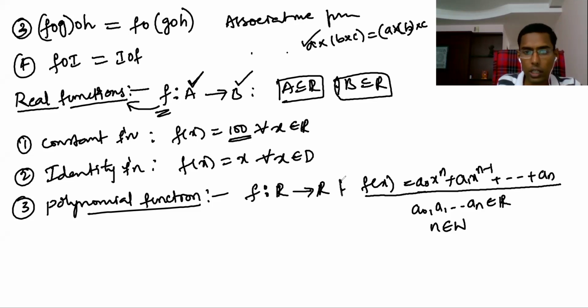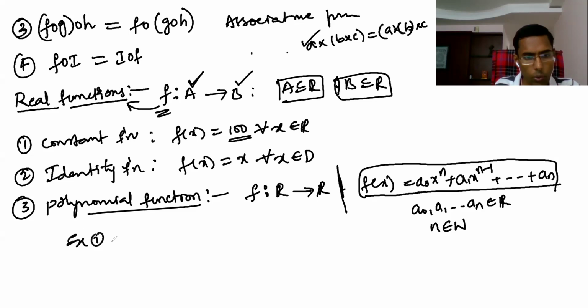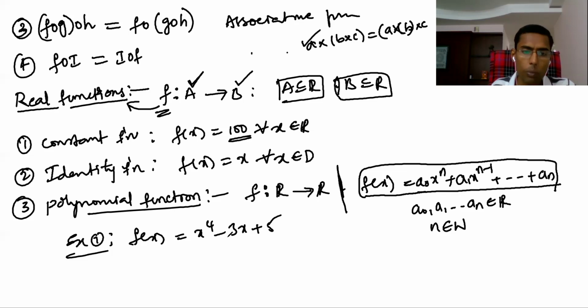That means you learned polynomials in 10th grade. So this polynomial is simply called a polynomial function. For example, let's take f of x equals x power 4 minus 3x plus 5. This is a fourth degree polynomial, and this is called a polynomial function. What is its domain? Real numbers. Here I think the polynomial function is clear for everybody.